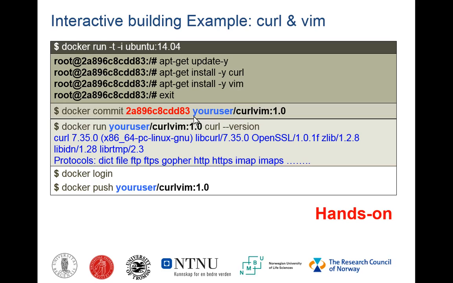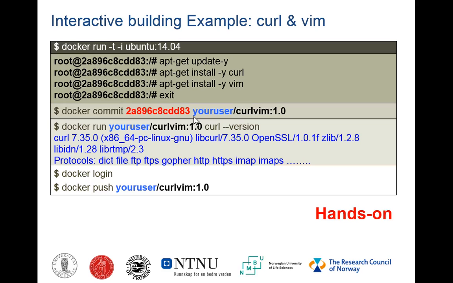Those who managed to push, now open the web browser and go to Docker Hub and go to your Docker repository and make sure that this image exists on the Docker repository. You will find the image there with the name that you gave to the image and with the tag that you specified.